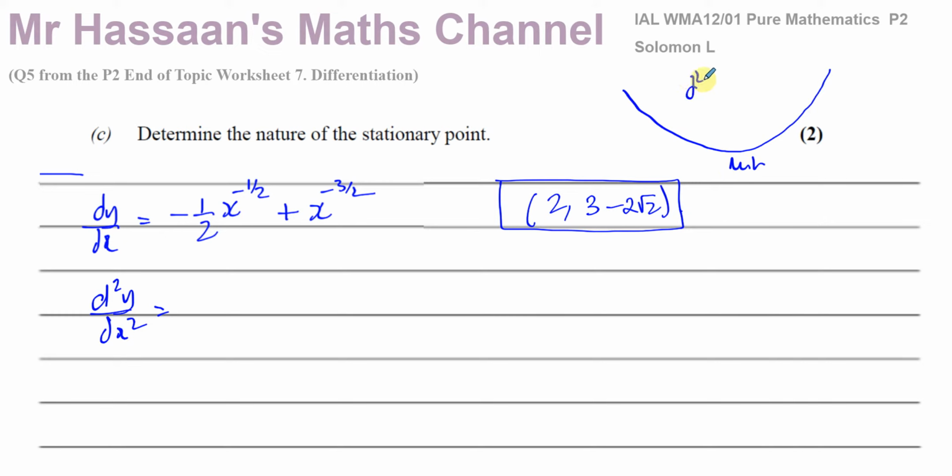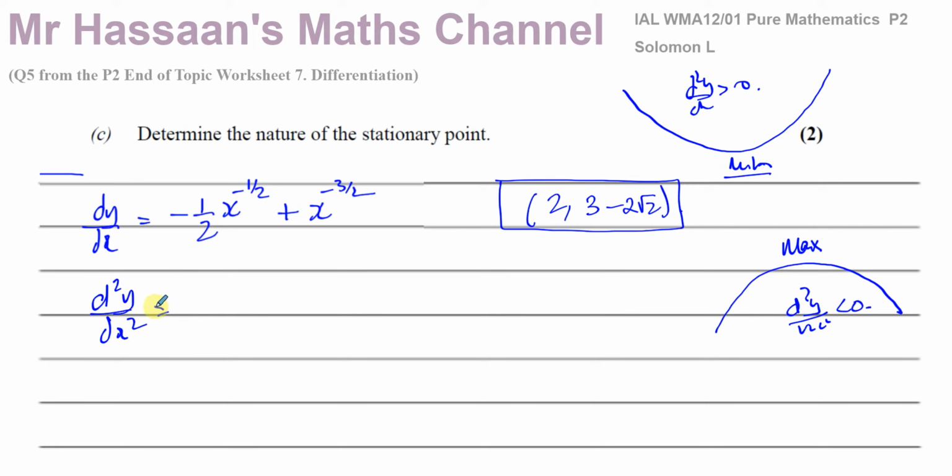So when the second differential is greater than 0, we'll get a minimum point because the gradient is increasing. It's going from negative to positive. But when the rate of change of the gradient is less than 0, d squared y over dx squared is less than 0, the gradient is going from positive to negative, so the gradient is decreasing, then that means it is going to be a maximum. So when d squared y over dx squared is greater than 0, you have a minimum. When d squared y over dx squared is less than 0, you have a maximum.